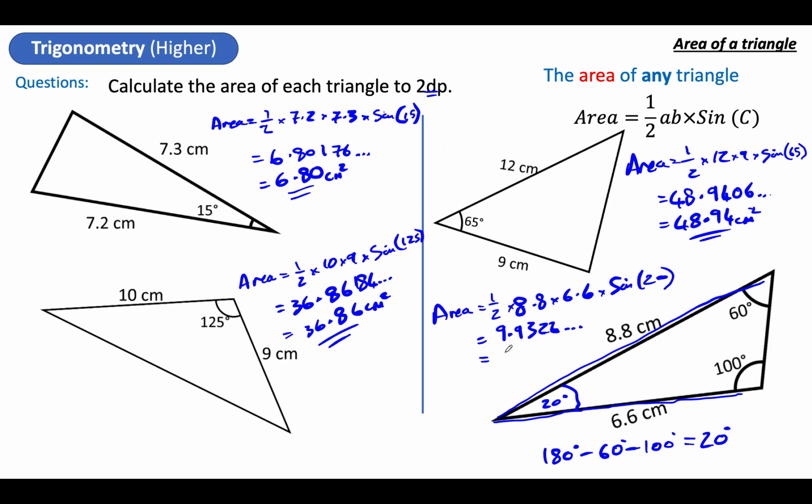Right, and round it to 2 decimal places, 9.93. None of those needed to round up. They all stayed where they were. Okay, right, I hope you did all right with that. Just remember the formula, half AB sine C, where A and B is just like 2 lines making a V, and C is the angle between them.